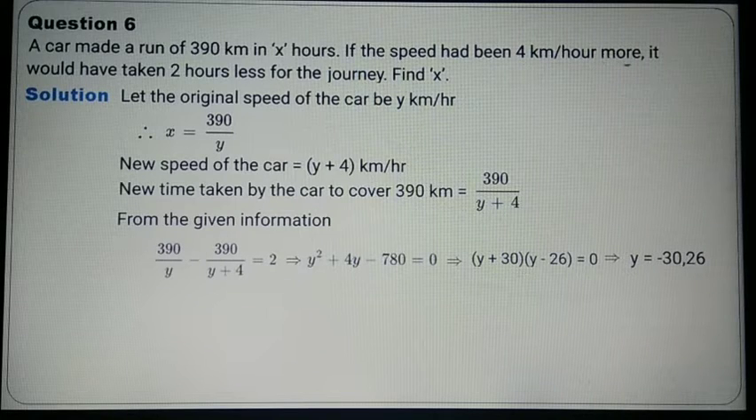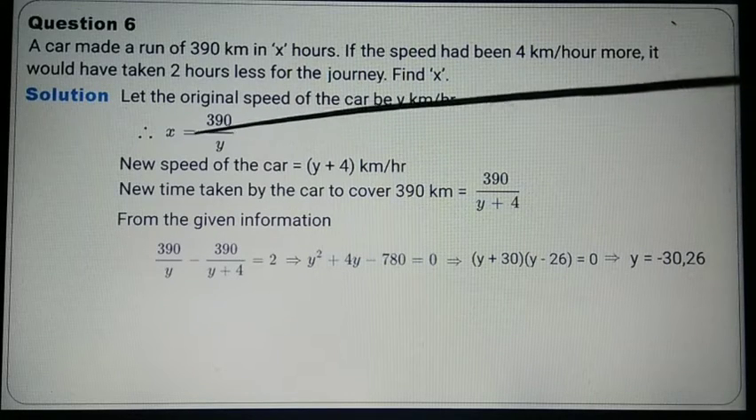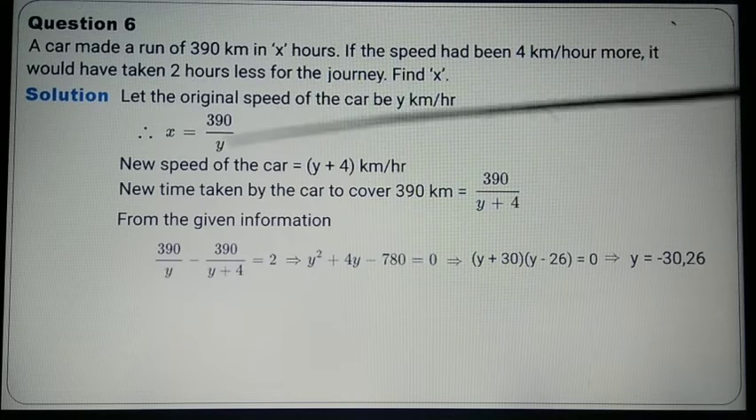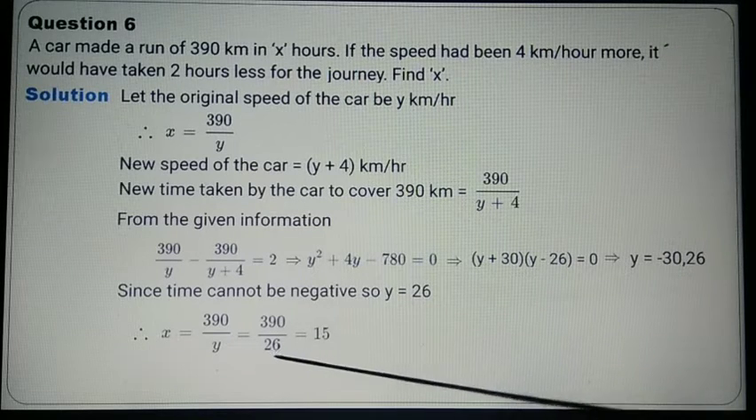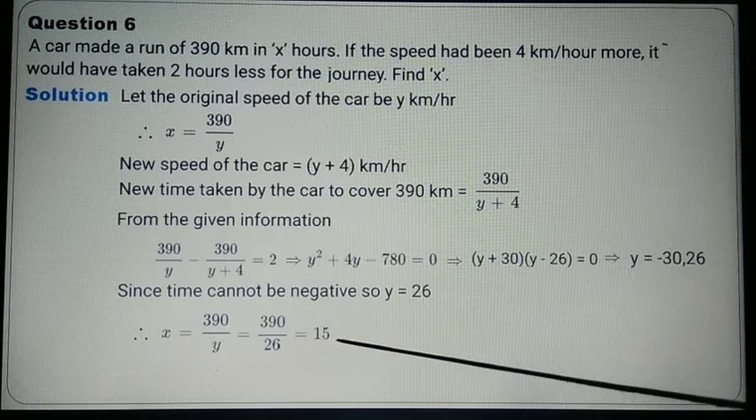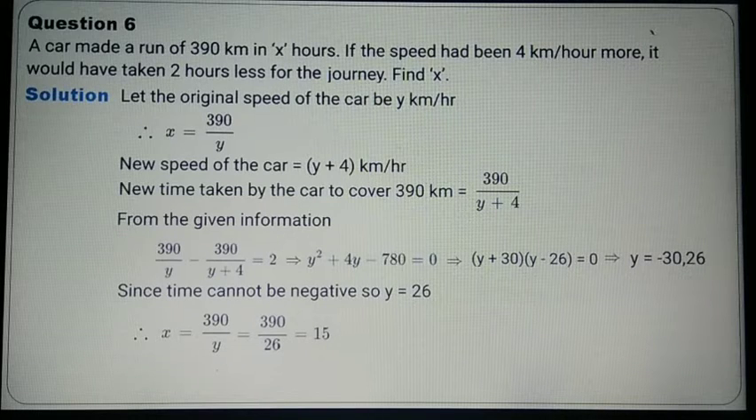So if the value for y is 26, we are asked to find the value of x, and we can find the value of x from here. Just put the value of y to be 26, you'll get the value of x. Okay, so we know that x equals to 390 by y, so 390 by 26. So if you do the division, you'll get 15. So the value of x is 15. So pause the video to note down.